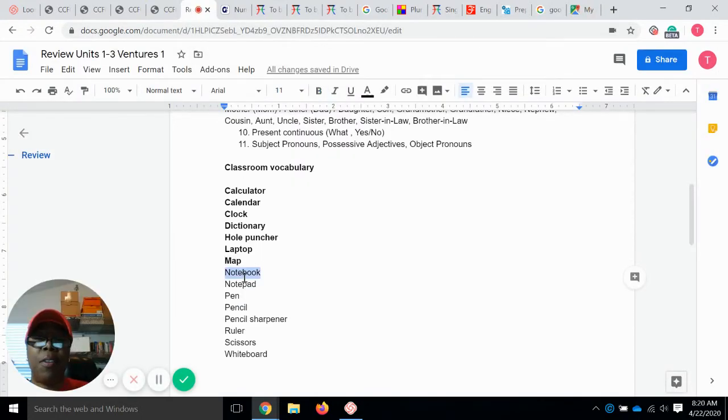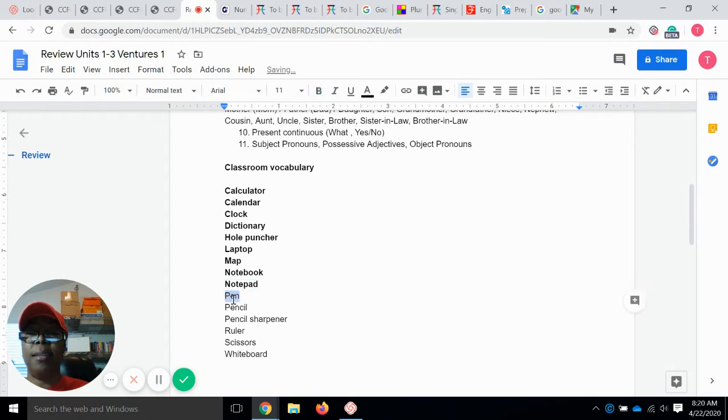Of course, we have a notebook. A notebook is something that you write in. Then you have a notepad, which is a little bit different than a notebook. It's just a notepad, okay, that doesn't have a full page like a notebook, but something where you can just take quick notes. Okay, we have a notepad.